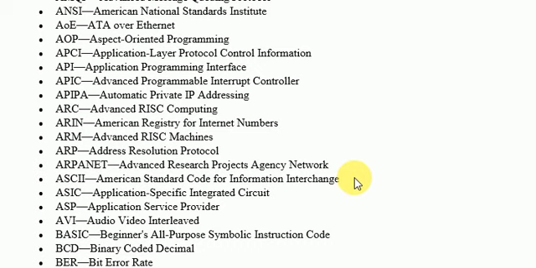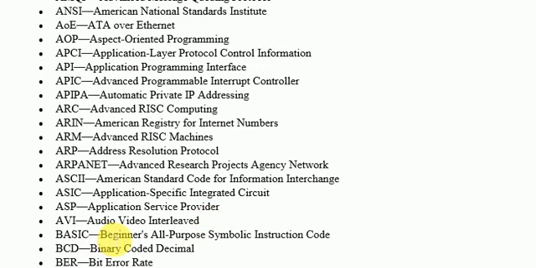Then next one is ASIC. ASIC stands for Application Specific Integrated Circuit. So it's one type of integrated circuit. We know very well IC stands for Integrated Circuit. Then ASP, it's an Application Service Provider. Then AVI is related to audio video. AVI stands for Audio Video Interleaved.